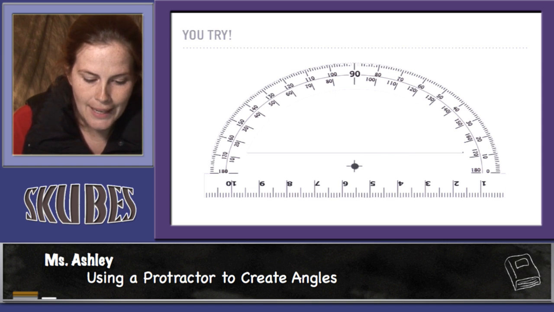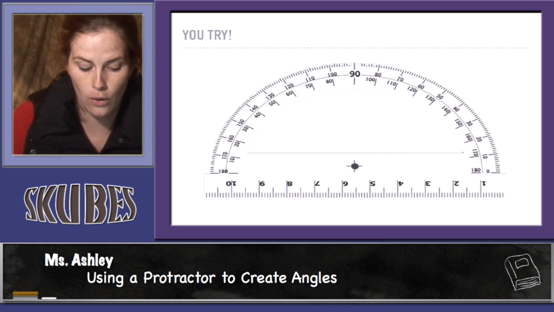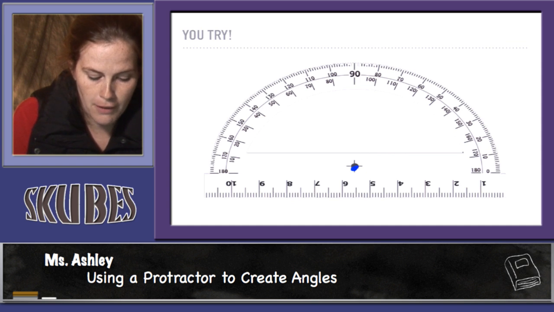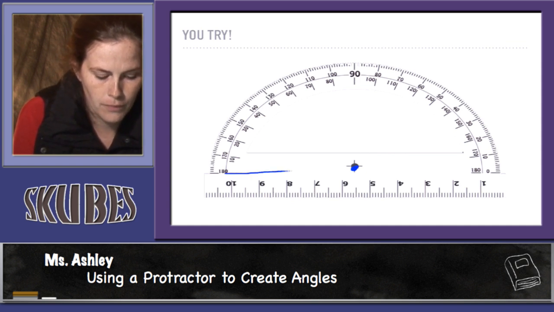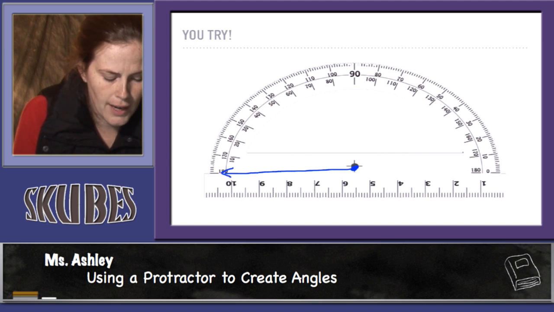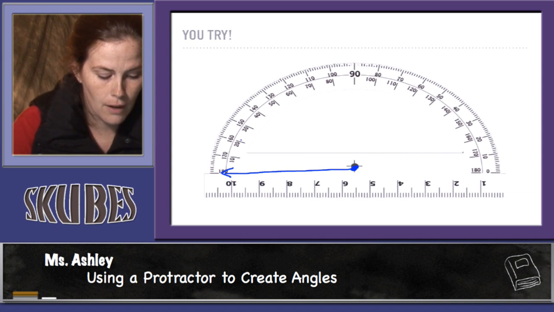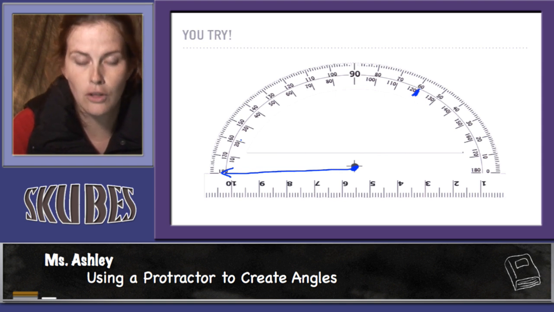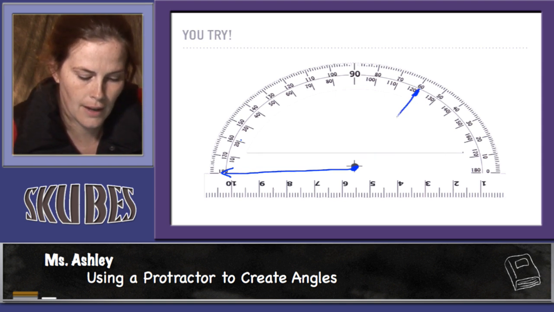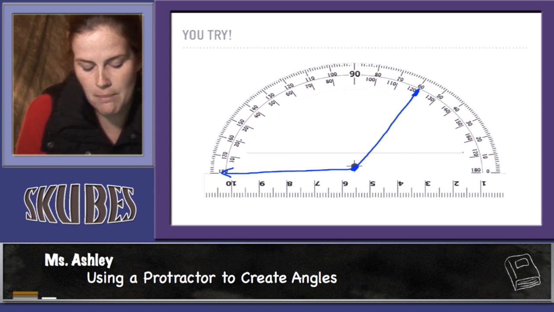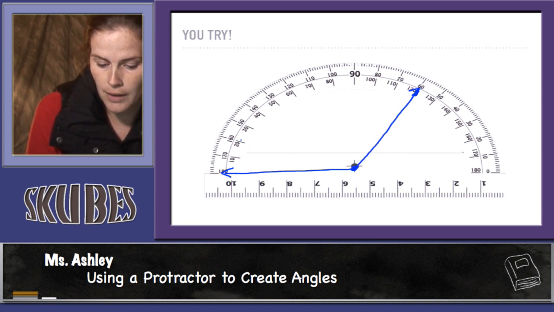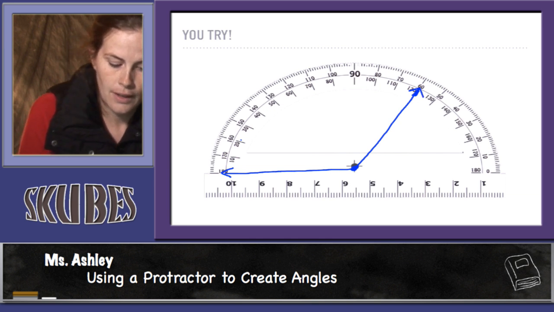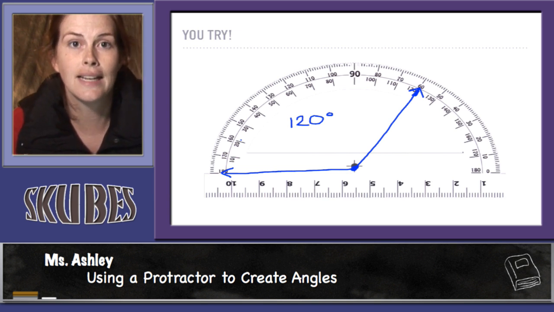All right, here let's make a 120-degree angle. So I'm going to put my vertex in the center of the protractor. I'll make my bottom ray, and since the 0 is on the bottom, I need to follow the bottom markings all the way over to 120 degrees. I'll make a little mark there. Now, I connect the vertex and my mark at the 120 degrees, draw an arrow, and I know 120 degrees is an obtuse angle, and so by looking at this, I can tell that that fits.